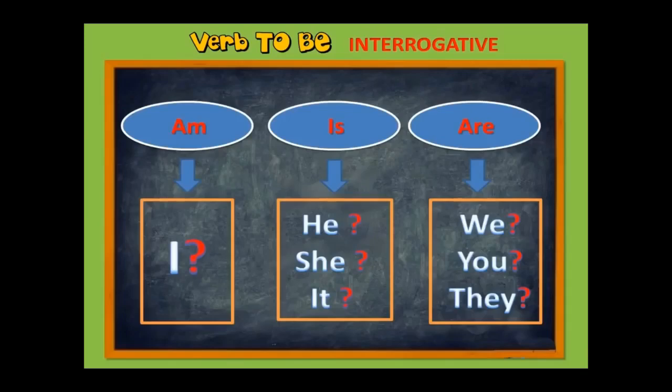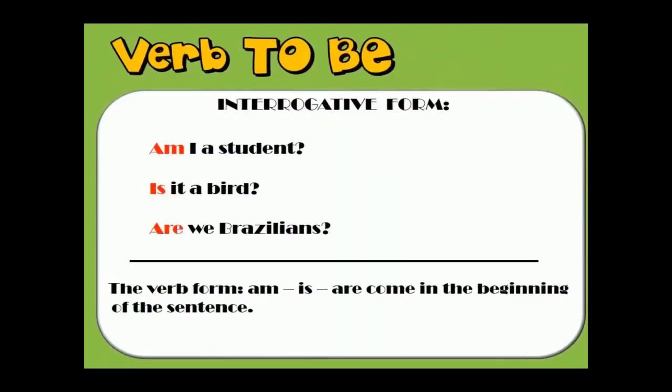Interrogative. Am I? Is he? Is she? Is it? Are we? Are you? Are they? Interrogative form. Am I a student? Is it a bird? Are we Brazilians? The verb form, am, is, are, comes at the beginning of the sentence.